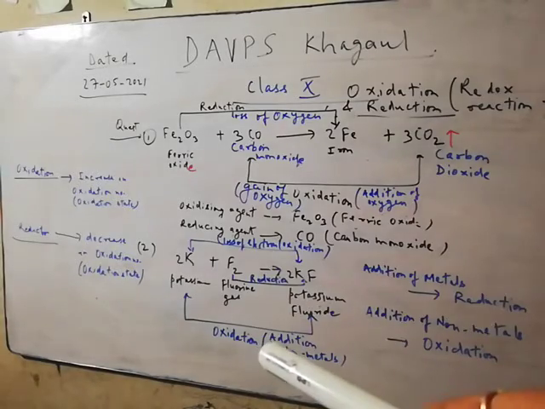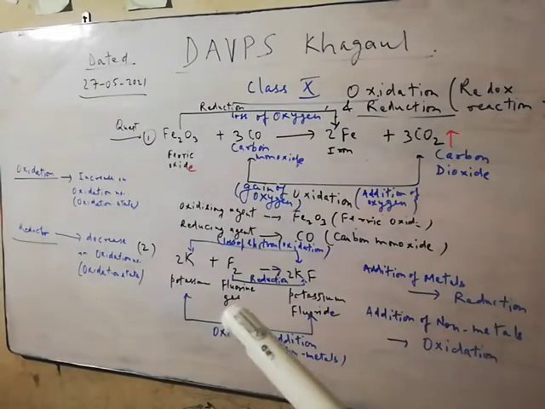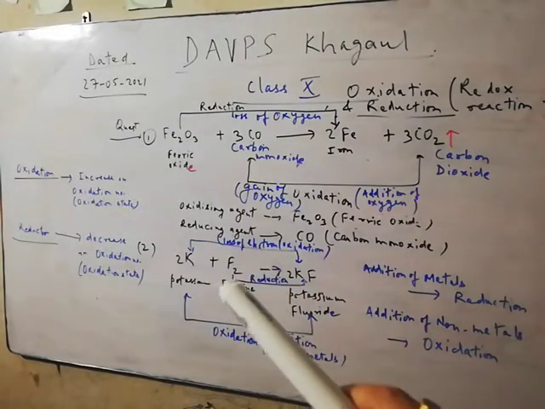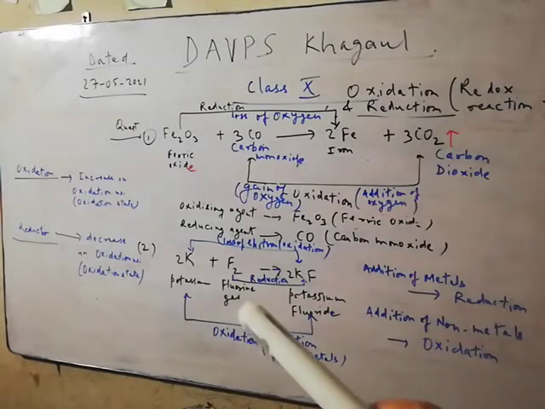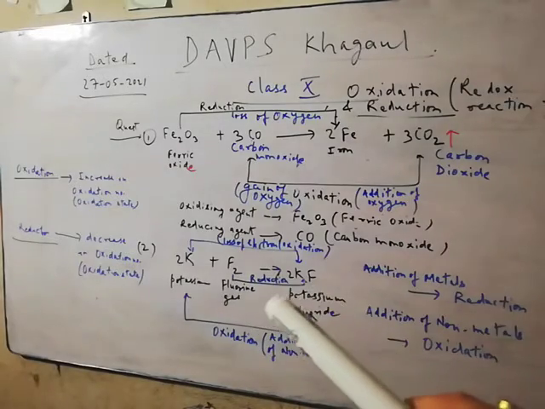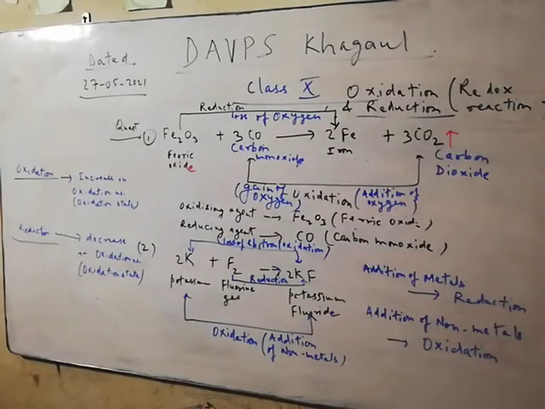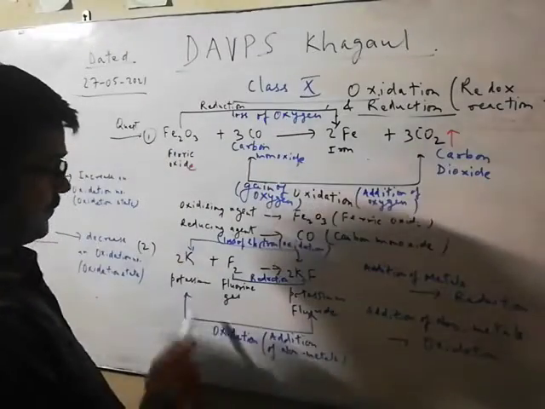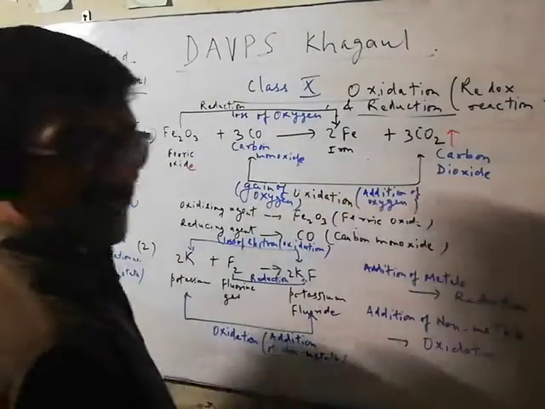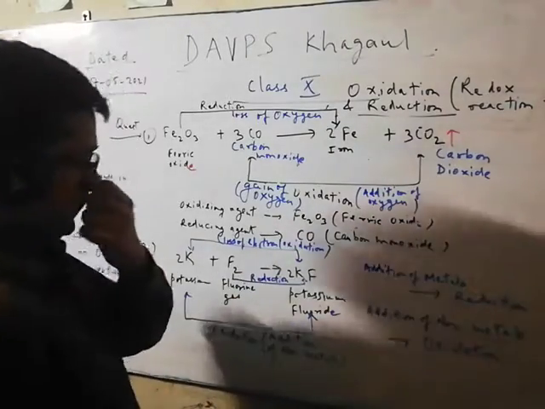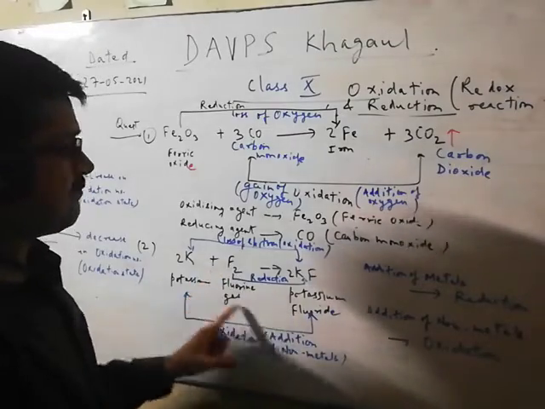Now if there is oxidation, where is reduction? Now think about fluorine. Fluorine goes through reduction, because there is addition of metals. Addition of metal is called reduction, not oxidation. Oxidation is addition of non-metal, and reduction is addition of metal. Reduction is addition of metals.